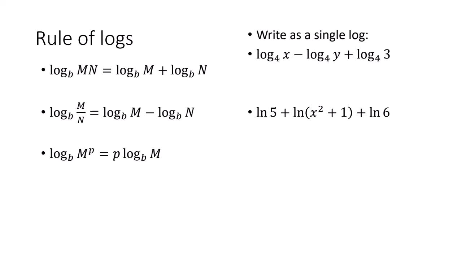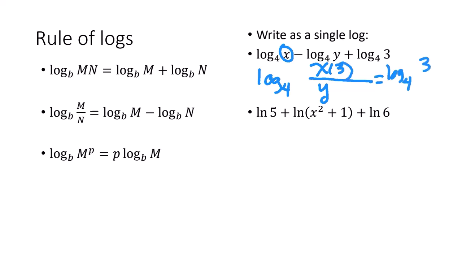So as a single log, I only have log base 4. I have division because I see a subtraction. So this x is positive, it goes in the numerator. This y is negative, it goes in the bottom. 3 is positive, it goes on top. Just because we like the way it looks better, I'm going to write this as log base 4 of 3x over y.